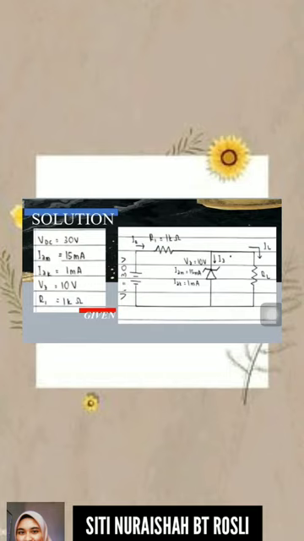Assalamualaikum warahmatullahi wabarakatuh. My name is Siti Nur Aisyah binti Rosli, and I will explain the calculation in question 2. Given in the question is VDC or Vin equal to 30 volt, Iz maximum or Izm equal to 15 milliampere, Iz minimum or Izk equal to 1 milliampere, and the Zener voltage is given as 10 volt and R1 is 1 kilo ohm. The construction of the circuit with the values is as shown here.